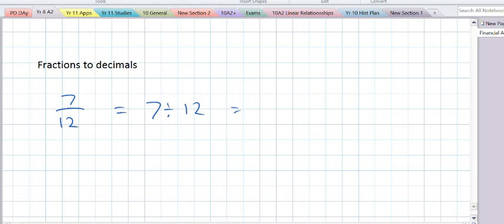0.58. Lovely. And if it goes on forever, we put a dash, or a dot. Alright, if you want a dot, we can do a dot. I taught you dots, so I should stay with dots, shouldn't I?